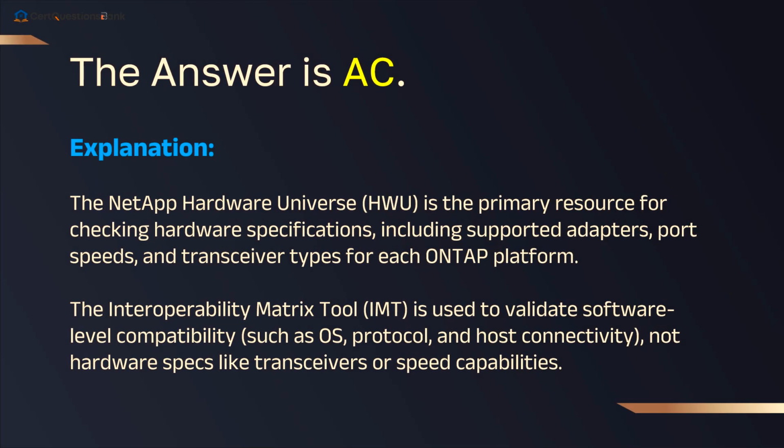The answer is A, C. The NetApp Hardware Universe, HWU, is the primary resource for checking hardware specifications, including supported adapters, port speeds, and transceiver types for each ONTAP platform. The Interoperability Matrix Tool, IMT, is used to validate software-level compatibility, such as OS, protocol, and host connectivity, not hardware specs like transceivers or speed capabilities.